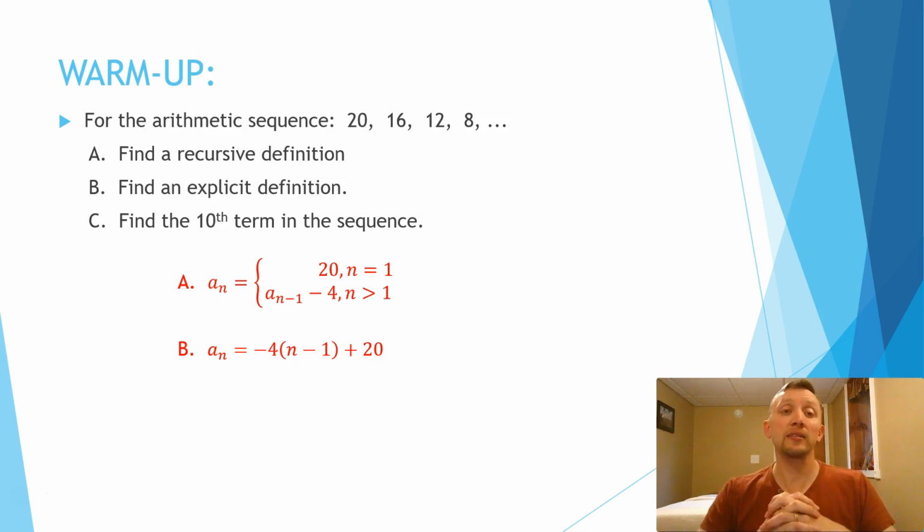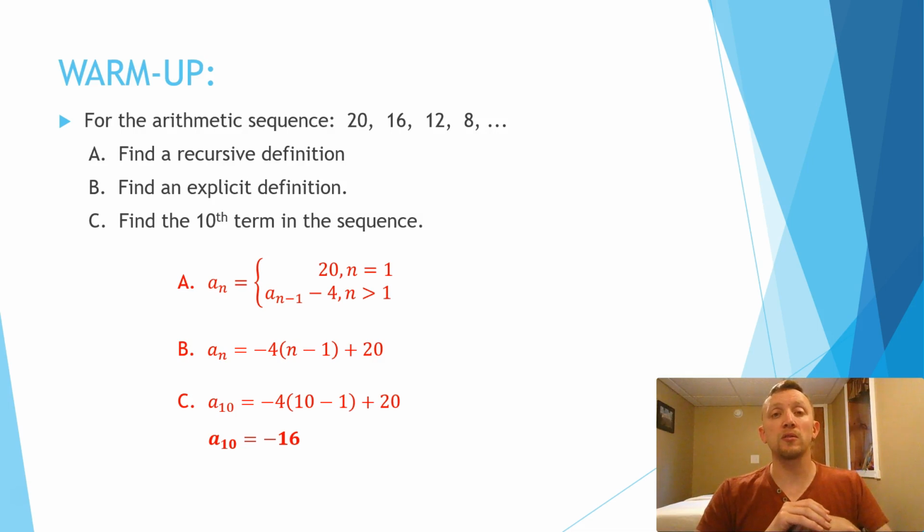Now to find that 10th term in the sequence, we wouldn't want to use the first one. I mean, you could, but it's just going to take longer because we already have the first 4, but then you have to find the next 6 to get to that 10th term. Otherwise, to find the 10th term, the easiest way to do it would be to use that explicit formula. Just put 10 in for n. So 10 minus 1 is 9, and 9 times -4 is -36, and -36 plus 20 is -16. So the 10th term would be -16. So hopefully you got all three of those parts correct.